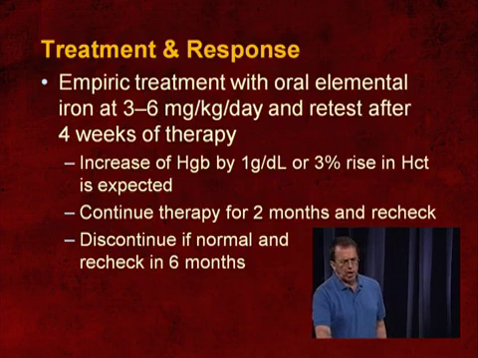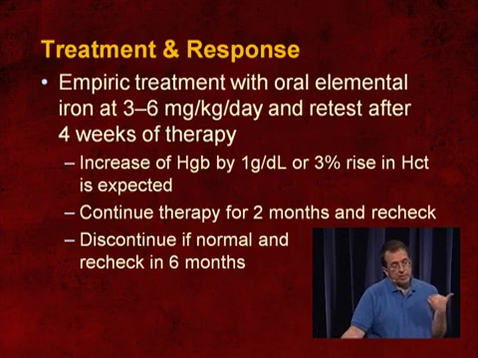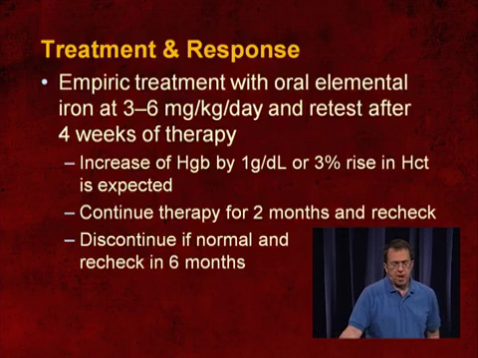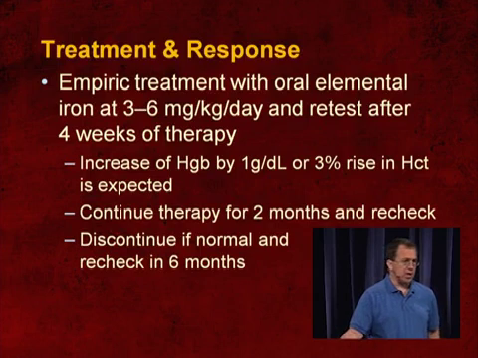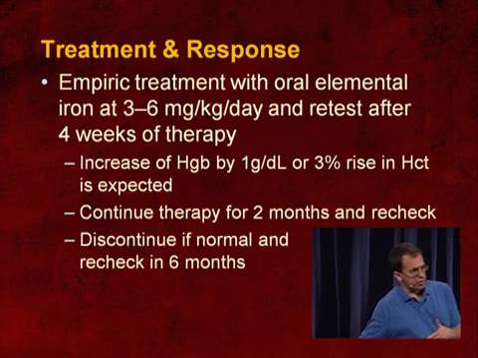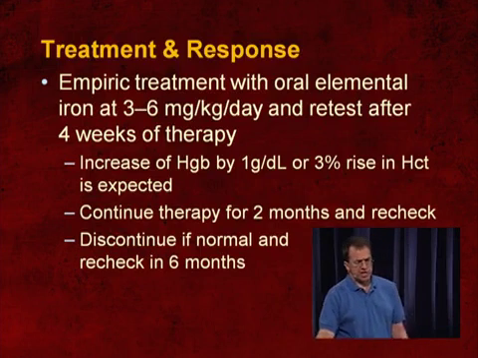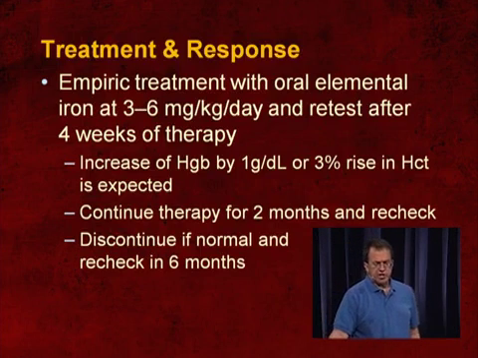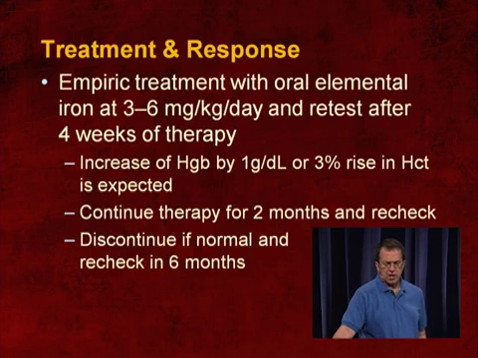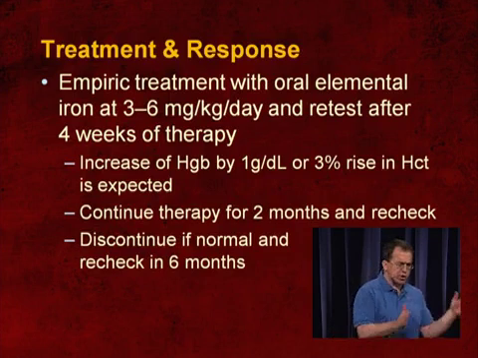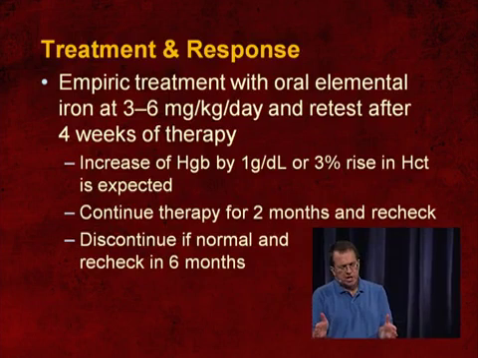We're going to treat it with oral elemental iron. If you're really anemic, I'm going all in. I'm going somewhere between 3 to 6, and I'm going to retest after 4 weeks of therapy. If you're really anemic, I'm going to bring you in sooner, maybe after 2 weeks, to start to see some correction. You're going to see an increase of hemoglobin by at least 1 gram or a 3% rise in hematocrit.